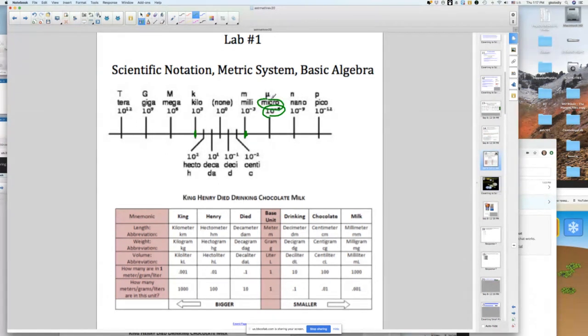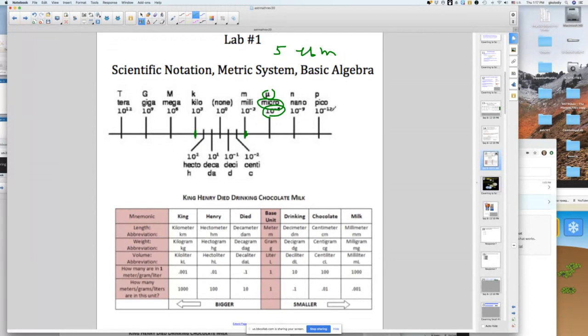micro, and the abbreviation is mu. So mu m means a micrometer. And what's a micrometer? It's a millionth of a meter. So if something is 5 micrometers thick, it means it's 5/1,000,000th of a meter. Nano is 10 to the minus 9th.